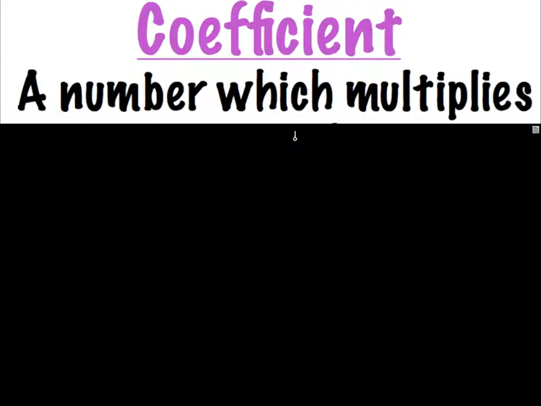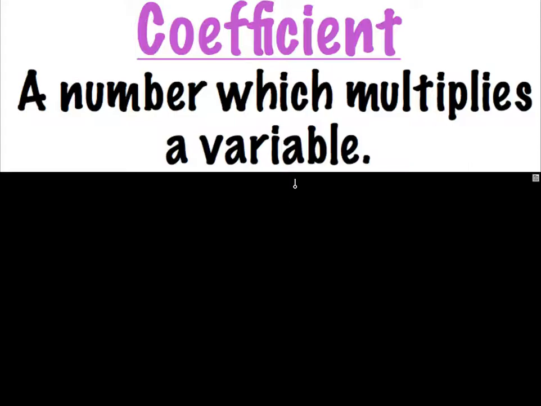Welcome to this vocabulary lesson for Module 10, Lesson 1. The first word we're going to talk about is coefficient. The word coefficient refers to a number which multiplies a variable.